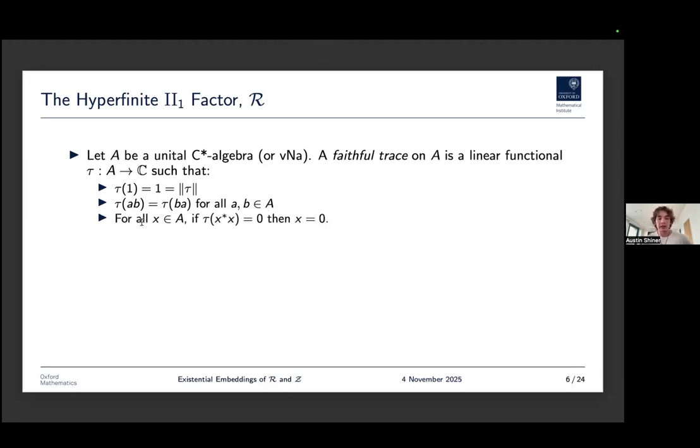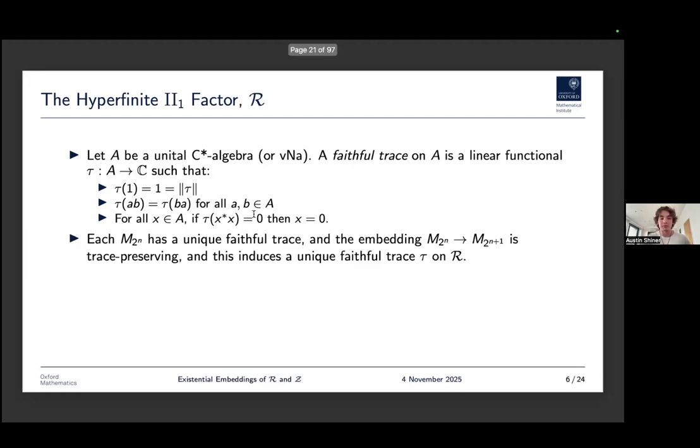And lastly, it's faithful. So for all x in A, if tau of x star x equals 0, then x equals 0. Each M_{2^n}, as I mentioned, has a unique faithful trace, and the embedding is trace preserving. So it induces a unique faithful trace tau on R. Showing that this thing is actually unique is a little bit involved, but it can be done.